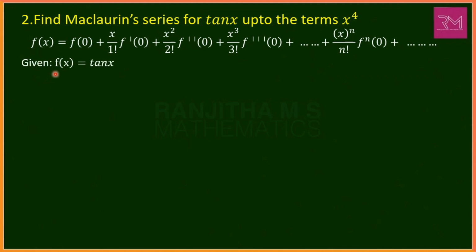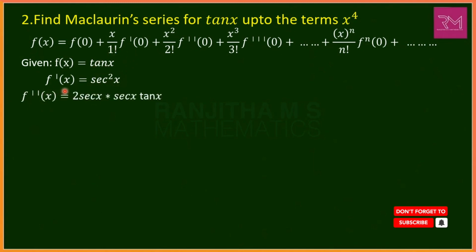Take the given function, that is f of x is equal to tan x. First step, we have to find f dash, f double dash, f triple dash and the fourth derivative. For that, differentiate f of x with respect to x. We get f dash of x as differentiation of tan x, which is secant square x.